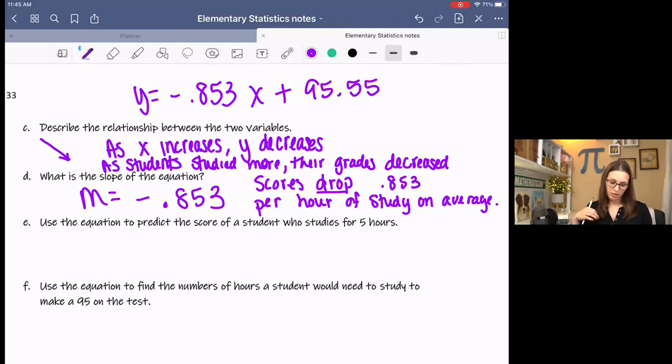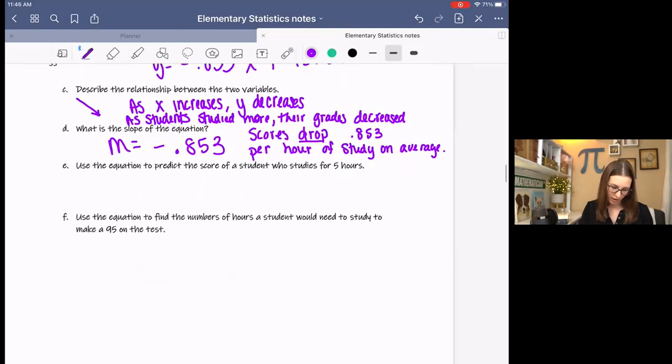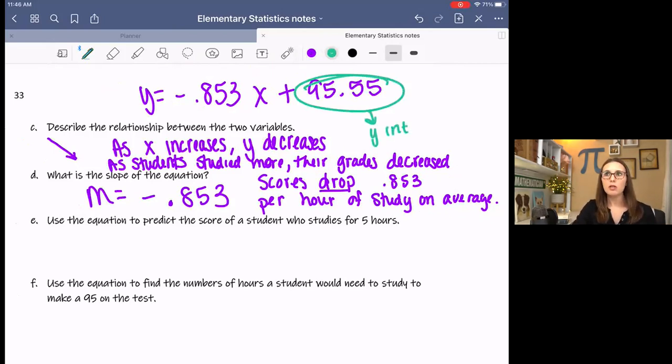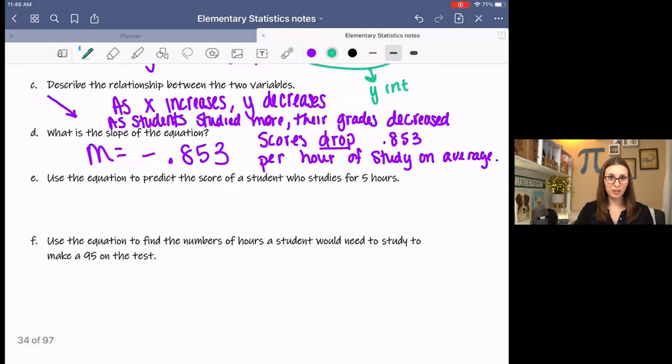And let's see, I don't think I have it on here. The y-intercept represents the score at 0 hours. So a student who studied 0 hours could make a 95.55, which is crazy. I think that's crazy. As a studier, I think that's crazy. I study a lot. Okay.